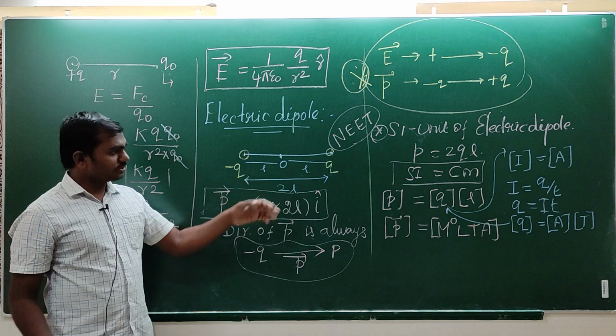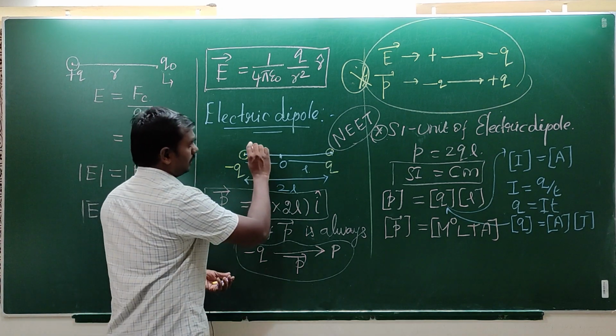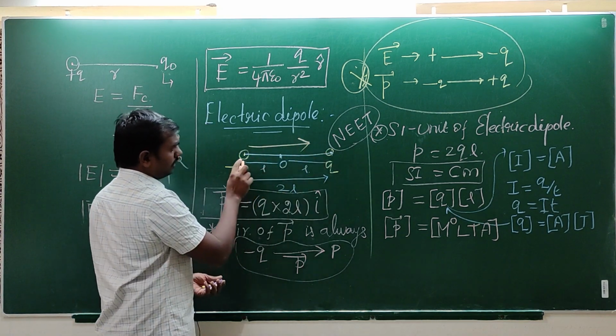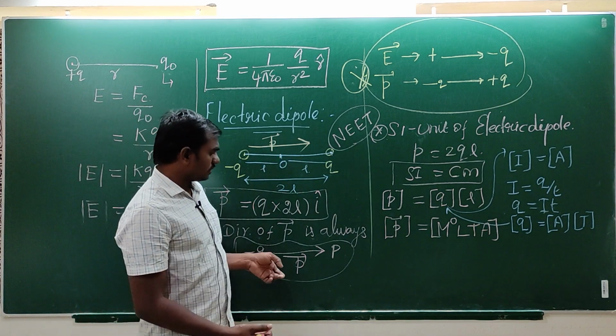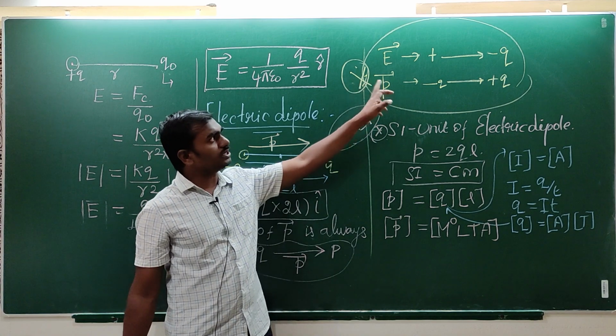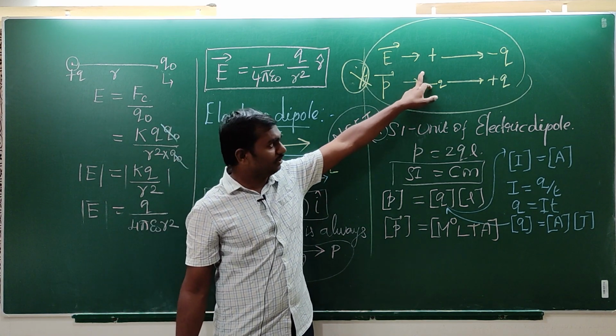Next, the direction of dipole moment is very important. எப்பவுமே negative charges to positive charges. இப்போ இந்த இடத்துல direction of dipole moment பார்த்தீங்கன்னா negative to positive தான் இருக்கும். ஓகேங்களா. This is very important, and this electric dipole moment is always opposite to the electric field.